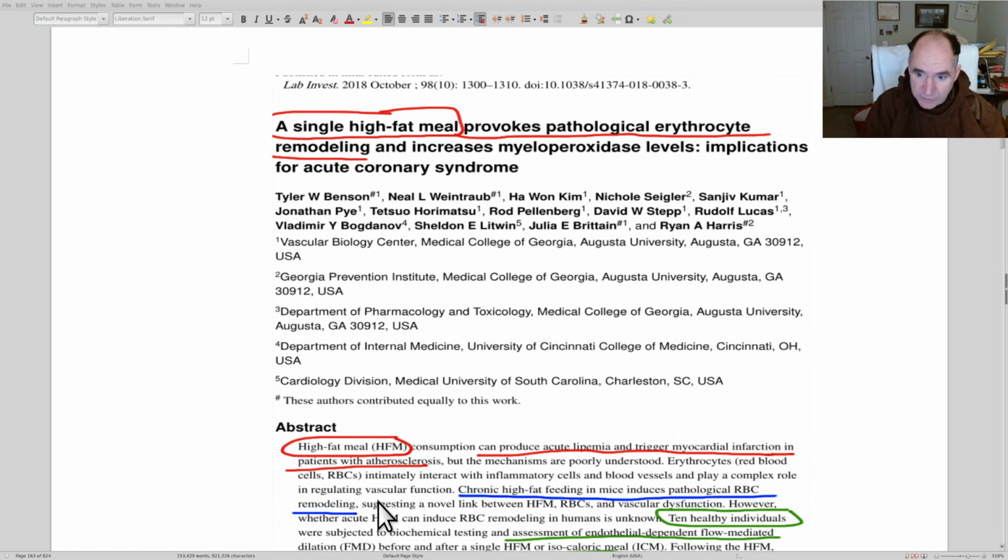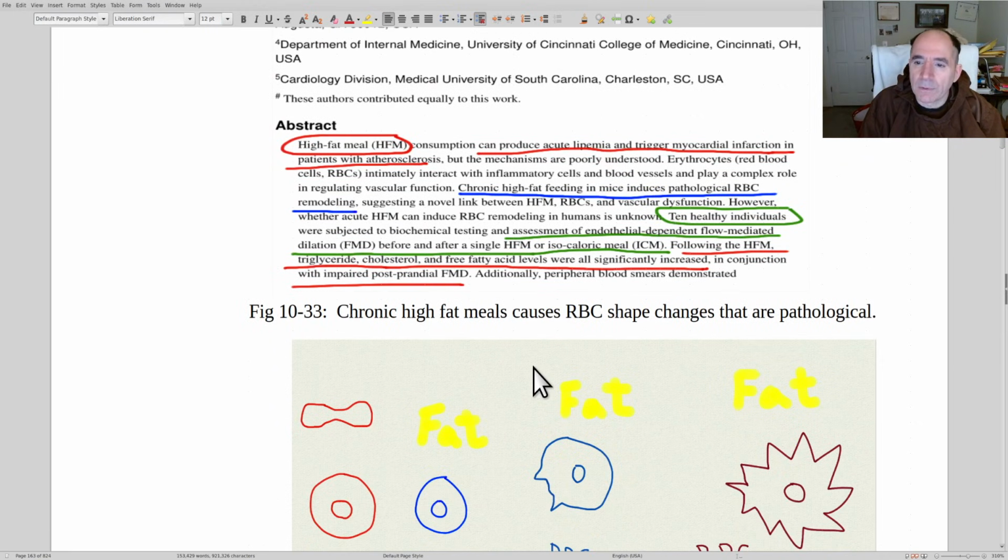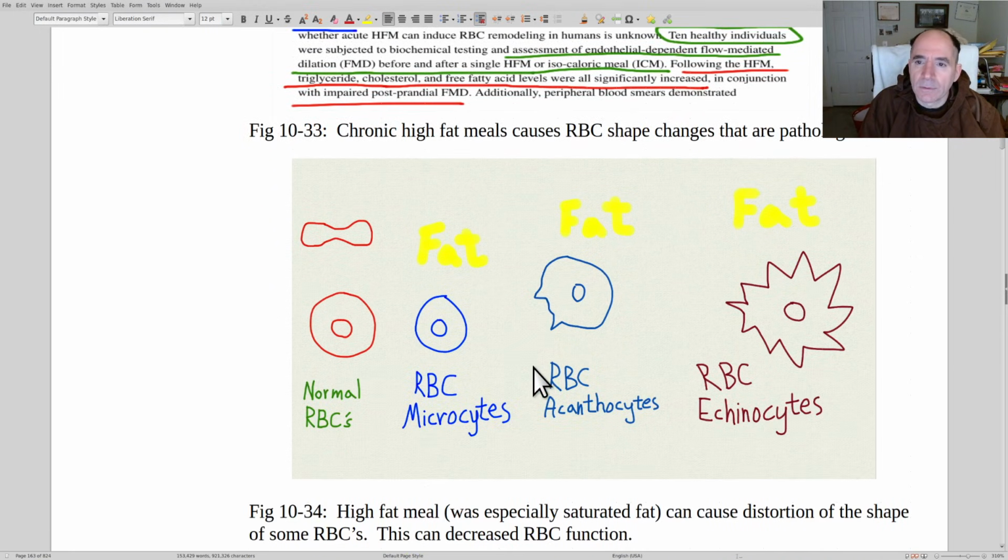Ten healthy individuals, assessment of flow needed. All right, let's go here. Following the high-fat meal, HFM is high-fat meal, triglycerol, cholesterol, and free fatty acid levels were all significantly increased in conjunction with impaired postprandial, that means after eating, flow-mediated dilation. So it worsens blood flow. Again, this is the problems with eating high-fat meals.